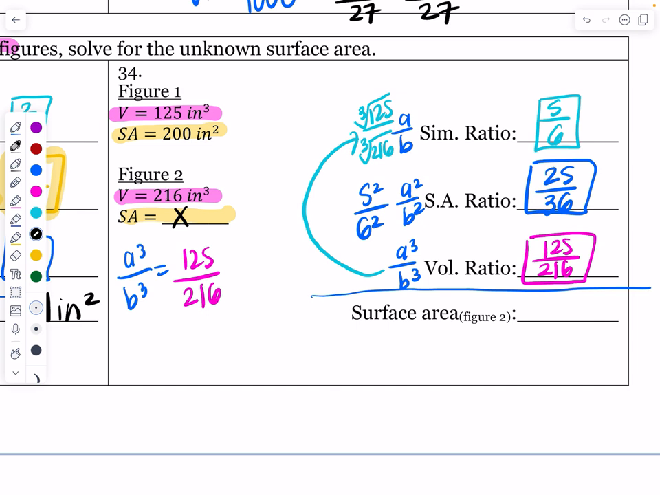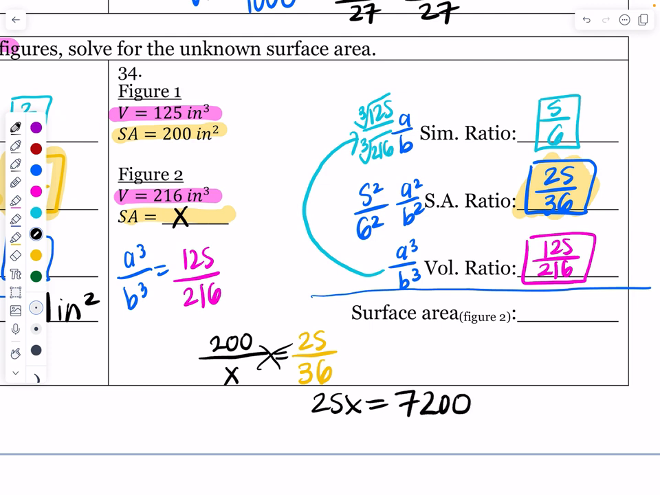You could use any variable you want, but my 5's and S's look a lot alike, so I'm just going to do an X. So the surface area of 200 of the original over the original bigger surface area should be equal to the surface area ratio. Well, which one is that? That is going to be this one. So we're going to set that equal to 25 over 36. Again, we're just going to cross multiply. So that's going to be 25x equals 36 times 200, which I believe is 7,200, but I just want to make sure.